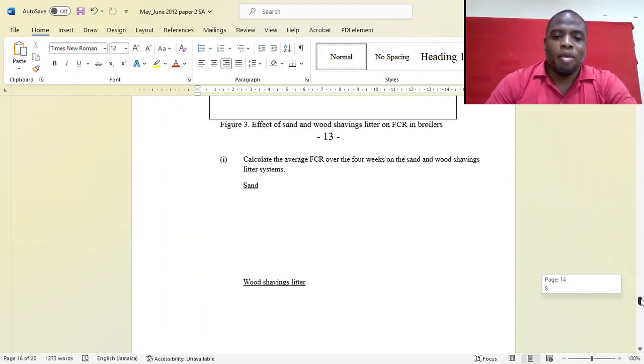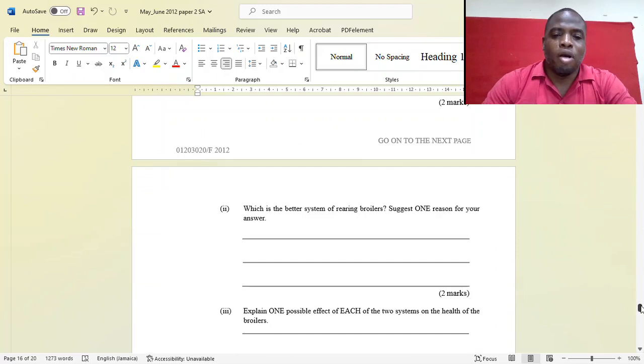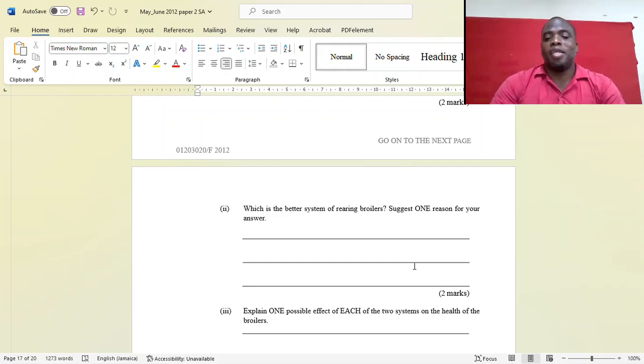Based on that, we know from what we were talking about that the better system of rearing the broilers would have been that of the wood shavings. And just one reason is because you're taking less feed, so that's less expense to basically provide the same weight. Right? Explain one possible effect.